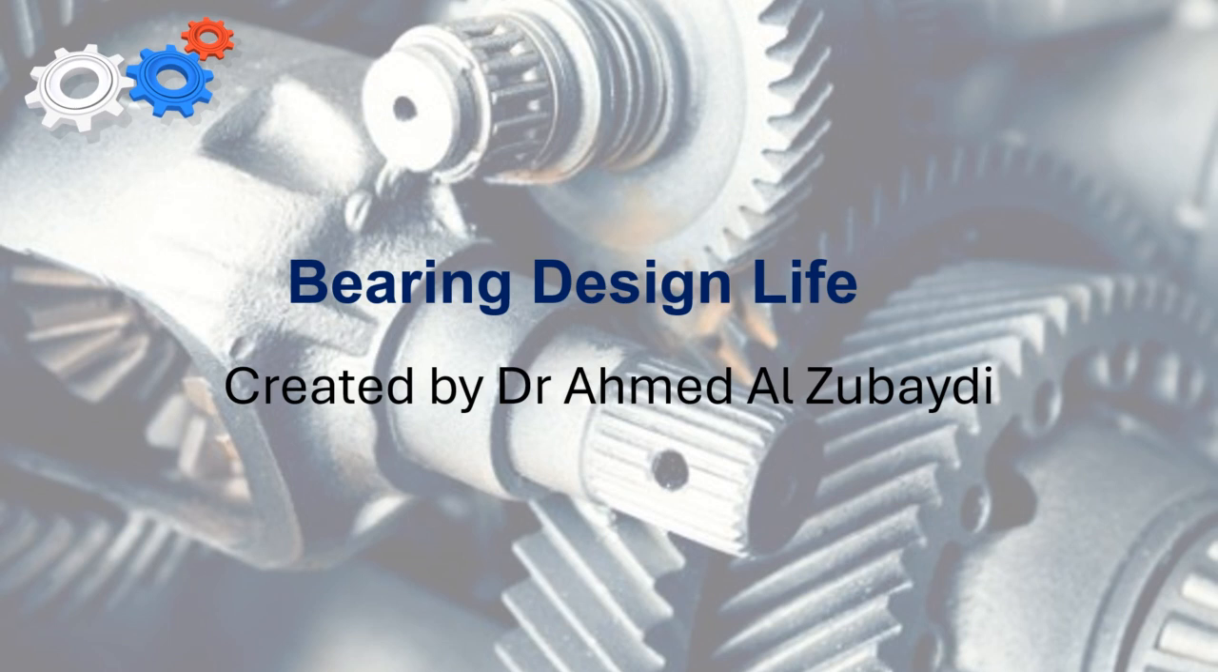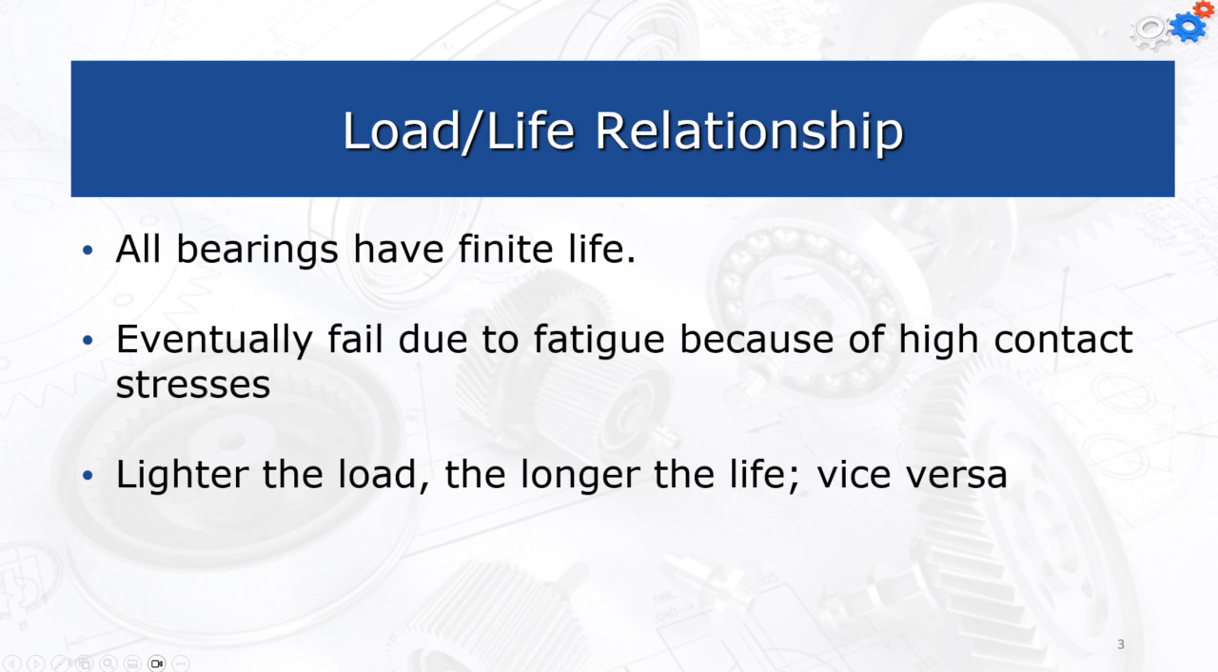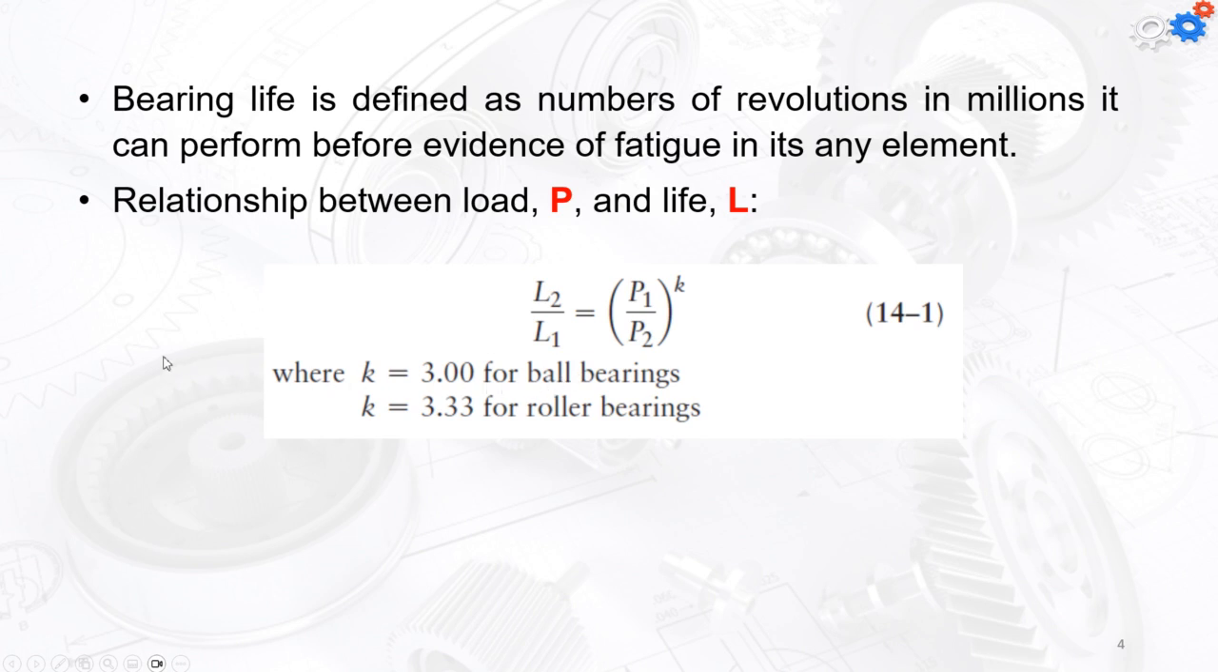So if I'm going to go through the slide that was submitted to you, you will find that for the design life section, first, we know that all the bearings have finite life, and eventually they fail due to fatigue because of the high contact stresses. So the lighter the load is, the longer the life of the bearing is, and vice versa. So the equation we're going to have for the bearing life is going to be the relationship between the load P and the life L. So the life L is going to be the number of revolutions in millions it can perform before the evidence of fatigue in any element.